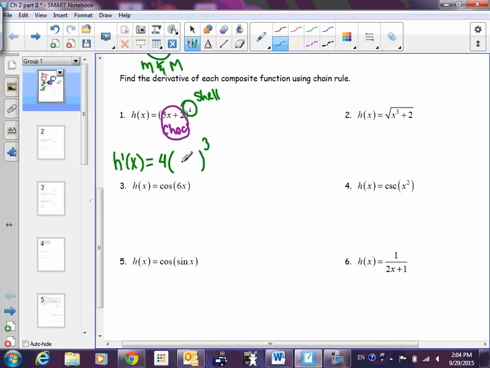What's happening to the chocolate? Nothing. It's staying the exact same. So see how it was 5x plus 2, still 5x plus 2. Now I'm not done. That's just the first thing. Okay, as the shell dissolves, the chocolate stays the same, but then the chocolate starts to dissolve. So I'm going to go times. Don't choke. It would be bad. And then what's the derivative of the chocolate? Of 5x plus 2? 5.